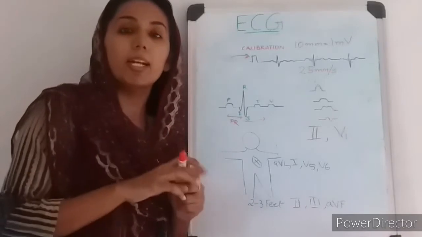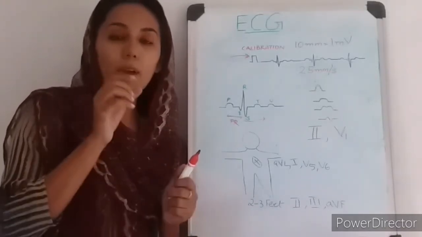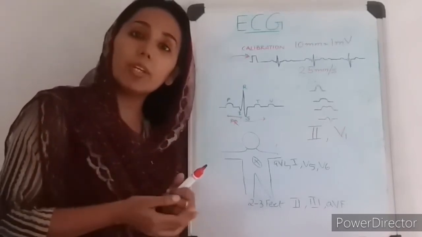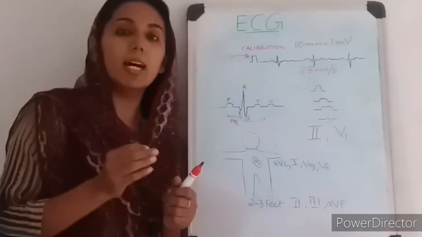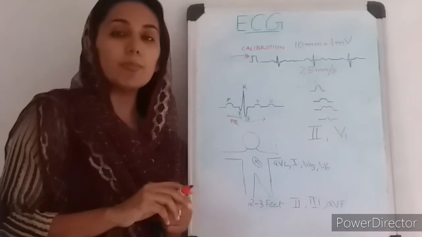Whenever you get an ECG paper, it should be written, mostly at the bottom, what the calibration speed is. It is 25 millimeter per second. That means if you look at it, it crosses around 5 big boxes, or in other words 300 millimeter in a minute. That is the same as 25 millimeter per second.